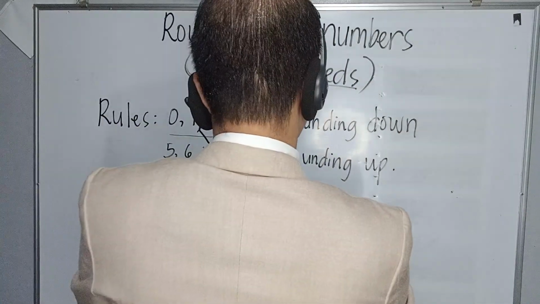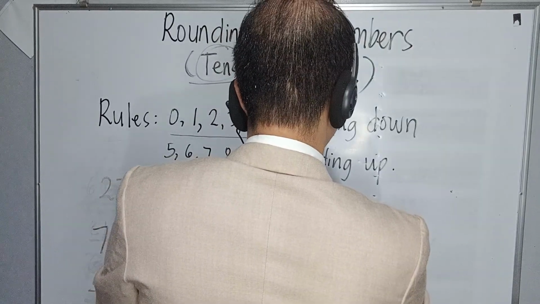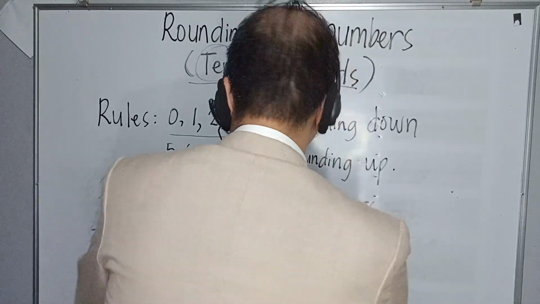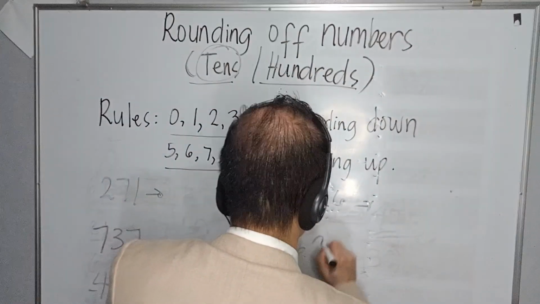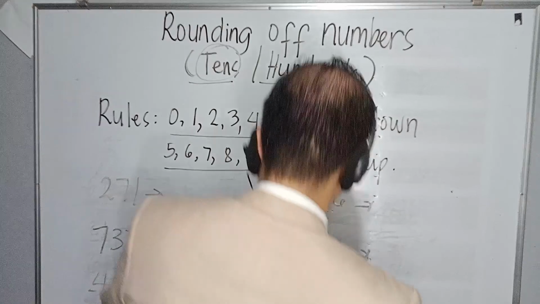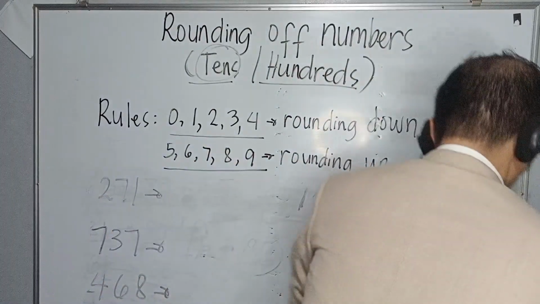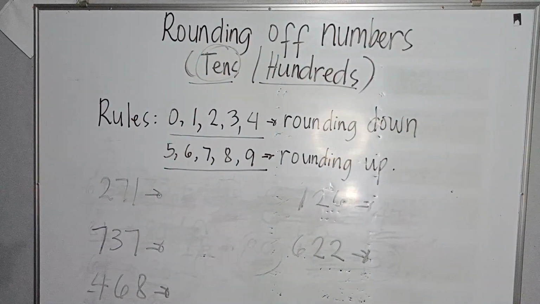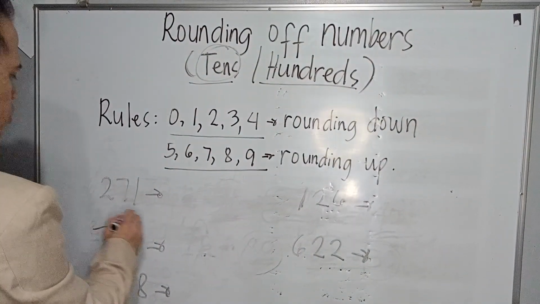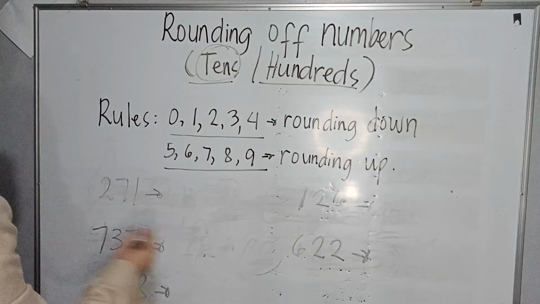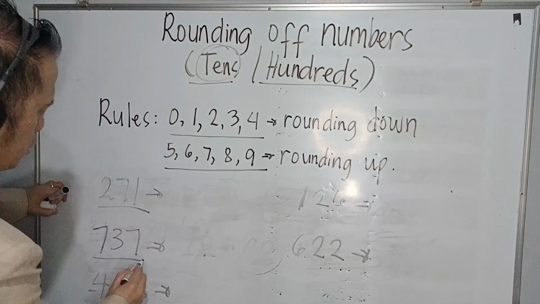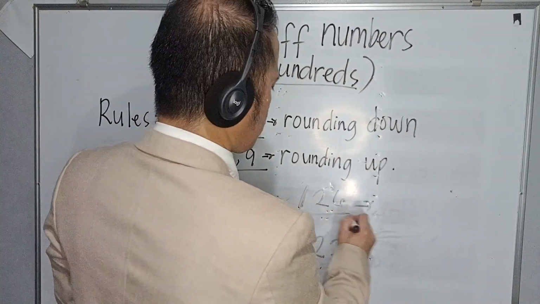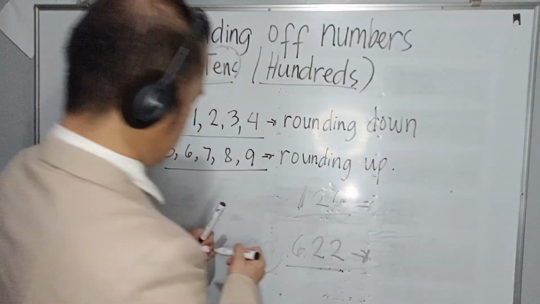Then 126. 600. Okay, let's have first here. First is 271, 737, 468. This is 126 and 622.